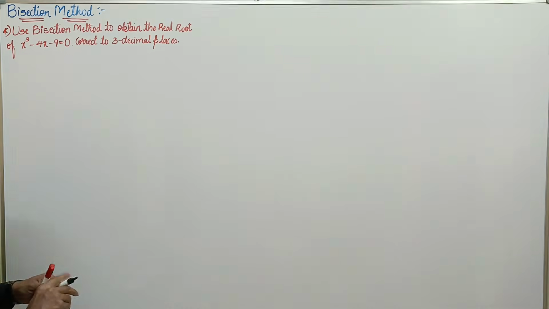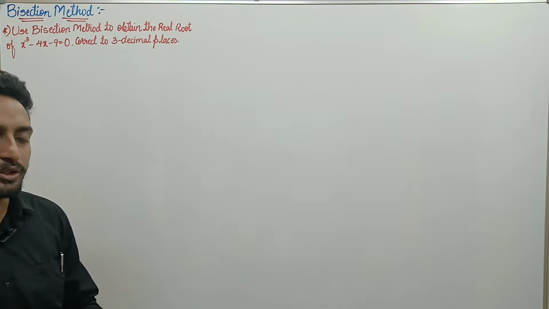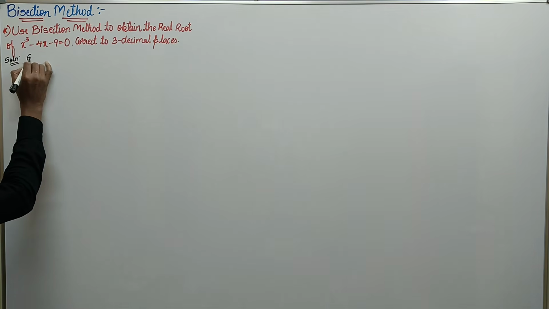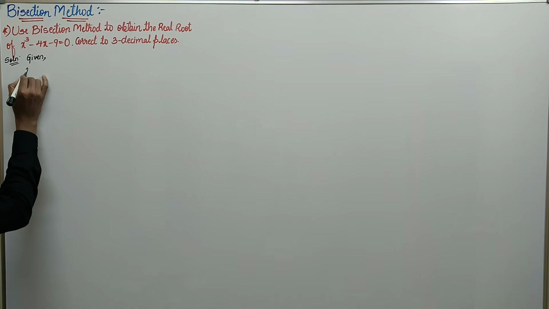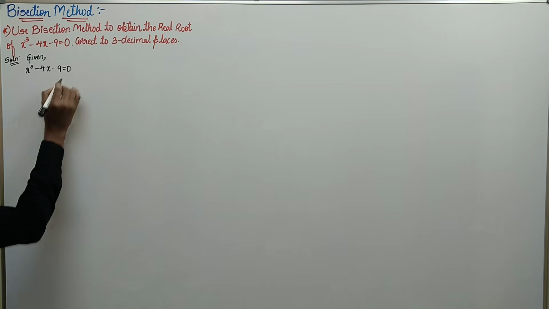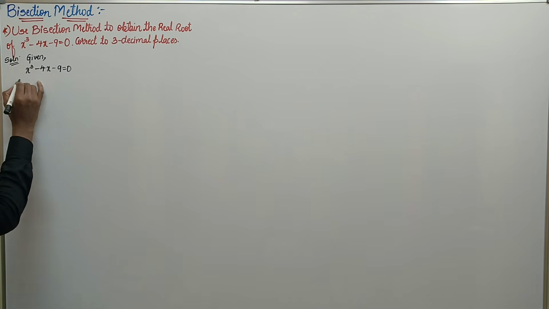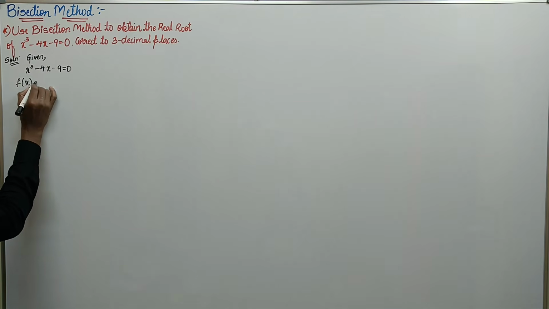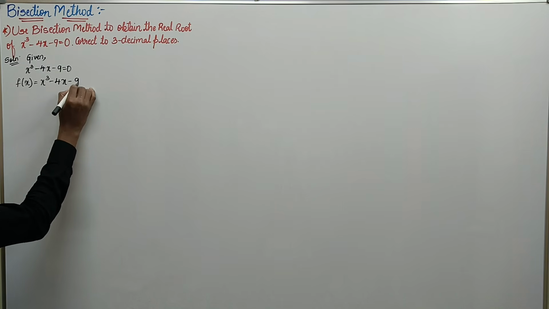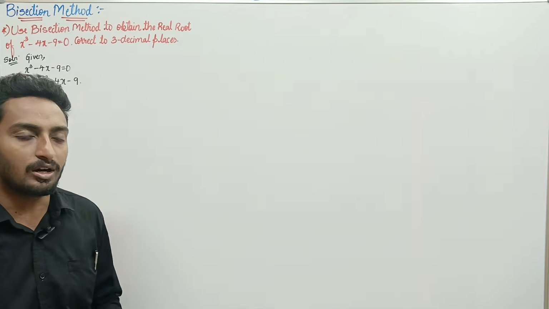First, always remember whenever they give any equation in the bisection method, it should be equal to 0. If it is equal to 0, then we can define the equation with respect to f of x. Represent the equation with respect to f of x: x cube minus 4x minus 9. Done. After this, we are going to find the roots of this equation.